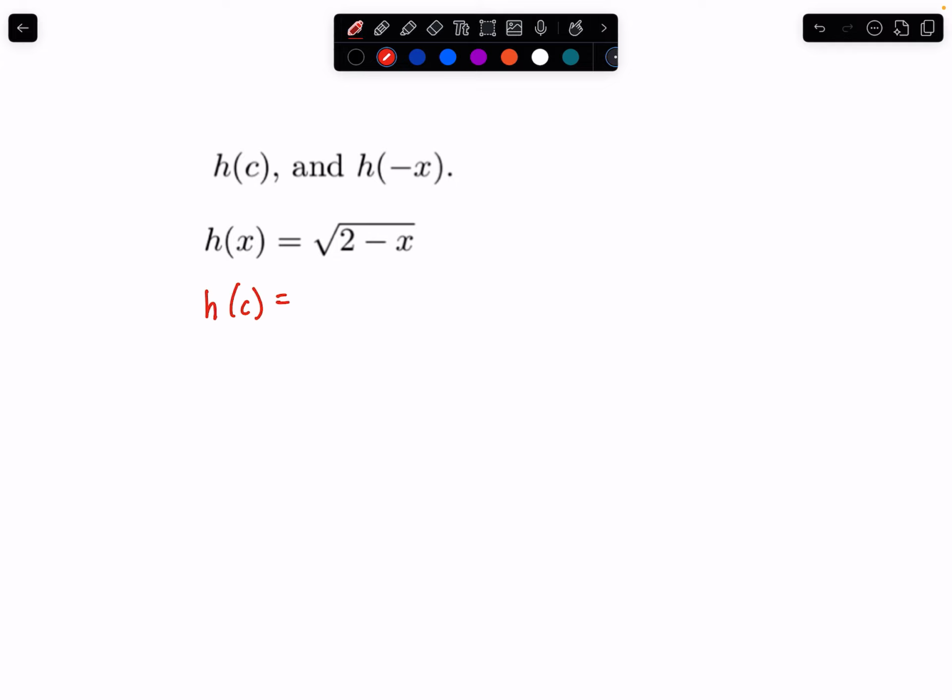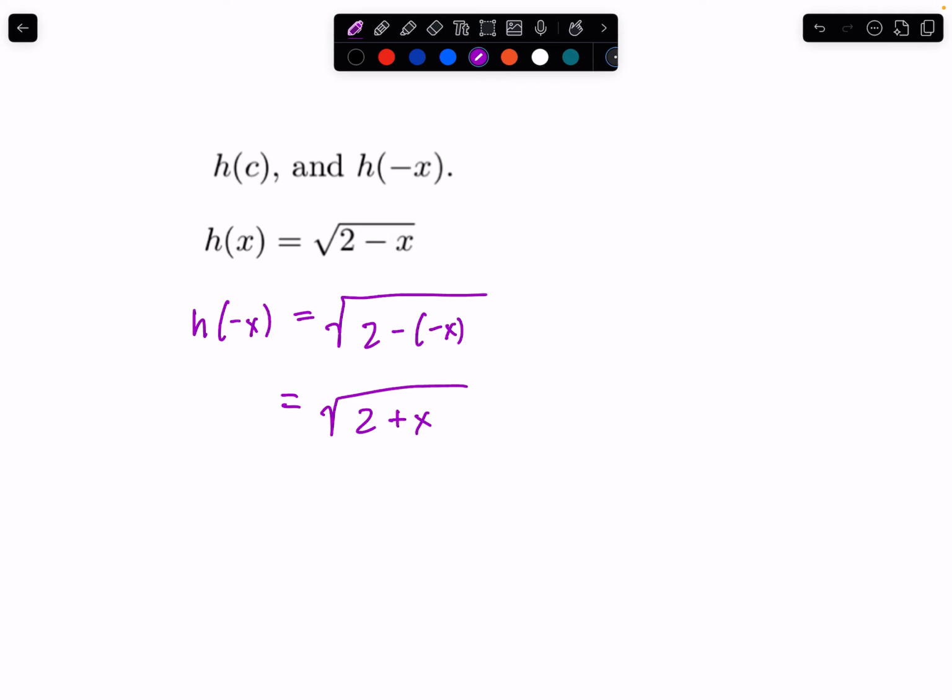Don't worry. So h of c, super easy. I'm going to skip that parentheses step. Just replace x with a c. That's it. H of c is the square root of 2 minus c. Done. Easy. Okay? So that was h of c. And then for h of negative x, it's going to be the square root of 2 minus negative x, which is the square root of 2 plus x. That's it. So h of negative x is the square root of 2 plus x.